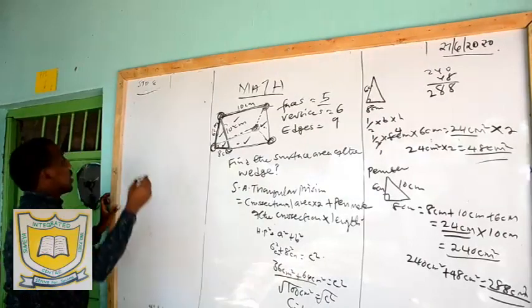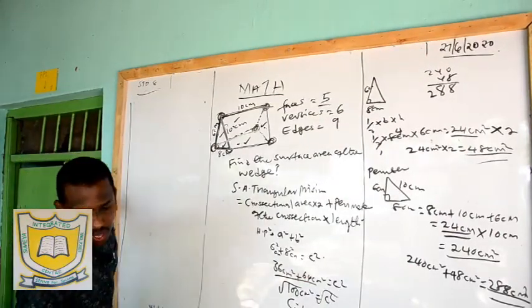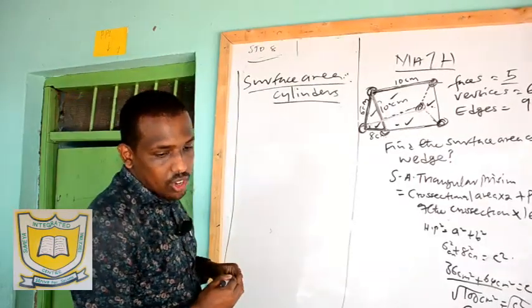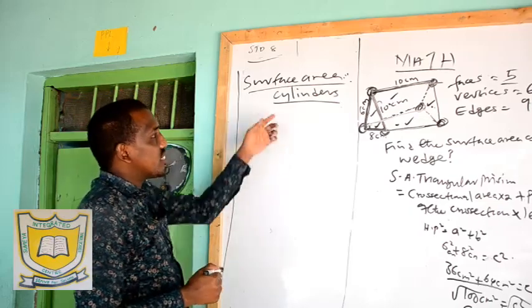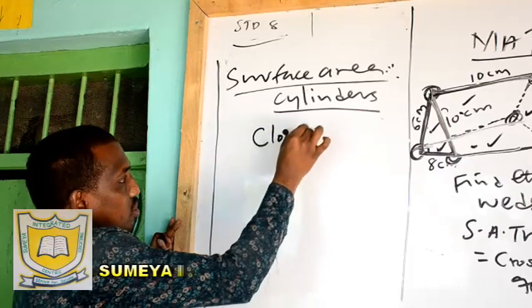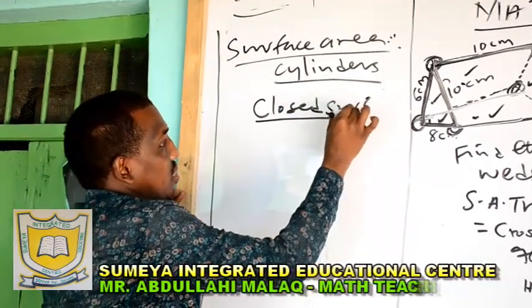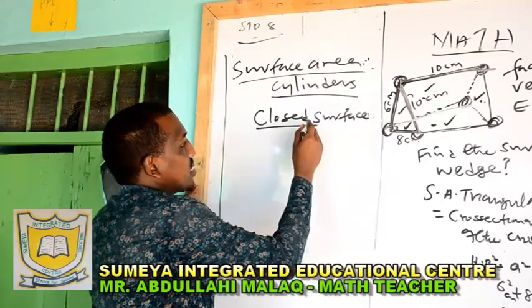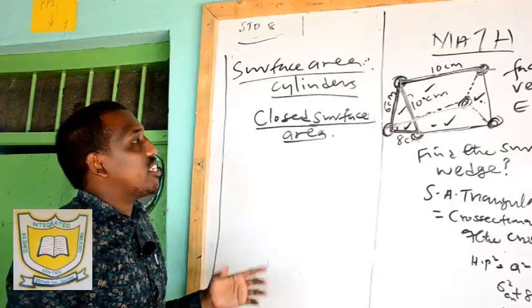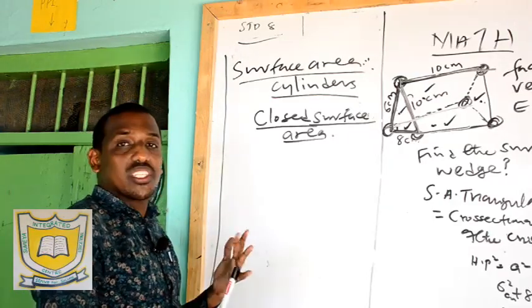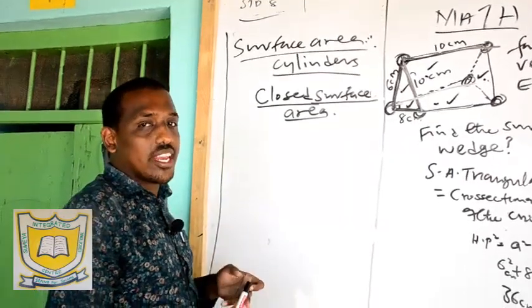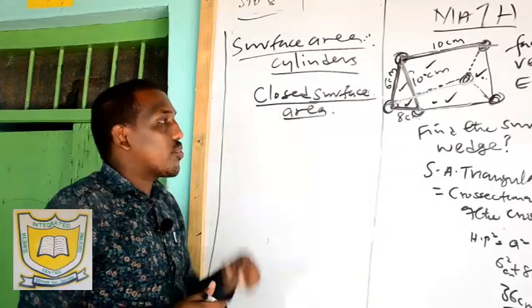Now we move to cylinders. Surface area of cylinders. You get the surface area of the cylinders. And we shall be looking now at closed surface area. When we are finding the surface area of cylinders, we have the closed surface area of a cylinder, we have the open surface area of a cylinder, and we have the curved surface area of a cylinder. So we shall start with the closed ones now.